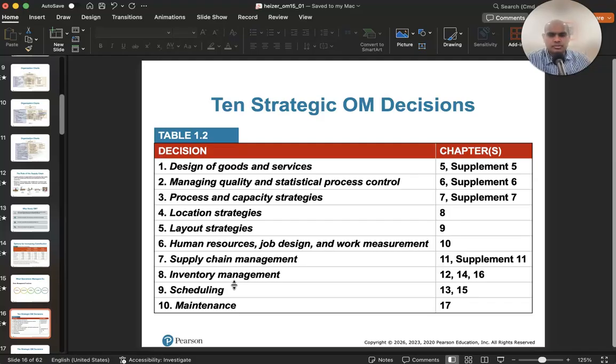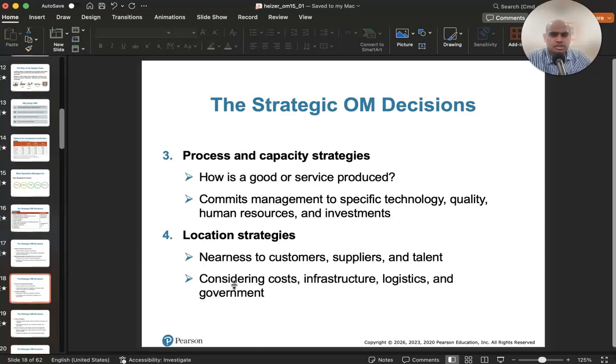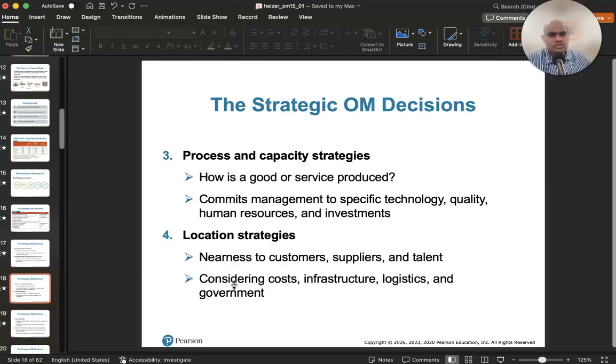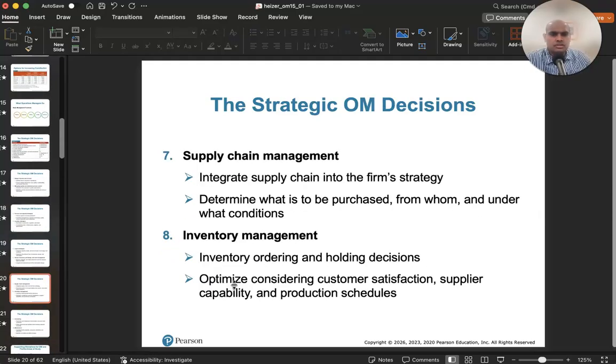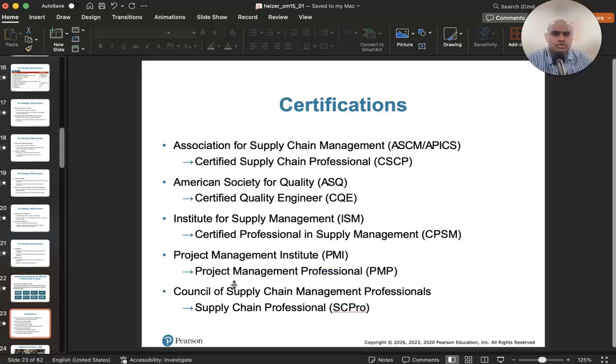Now, the syllabus has more information on that, right? Okay, so these are the 10 strategic decisions: design of goods and services, managing quality, process strategies, layout strategies, location strategies, human resources, supply chain, inventory, scheduling and maintenance, right? So about 40% of all jobs, like I was saying, are operations management jobs, and they contribute to these 10 strategic decisions. And these are the educational background. So here's a good idea of why you should be studying operations management, why operations management is important. And here are some of the certifications that you can get as an operations manager or as a project manager, right?